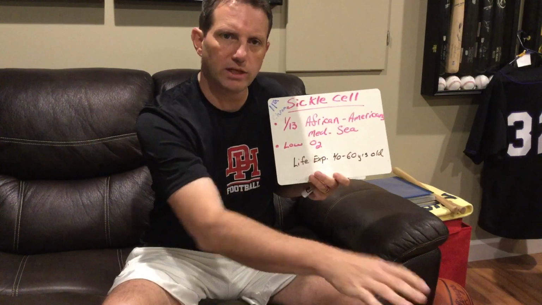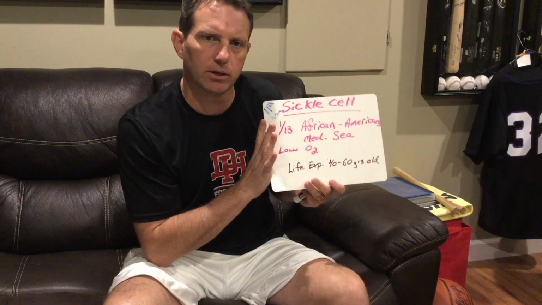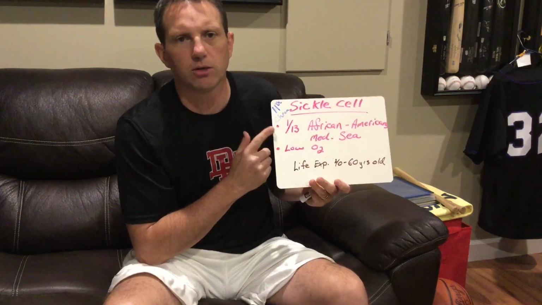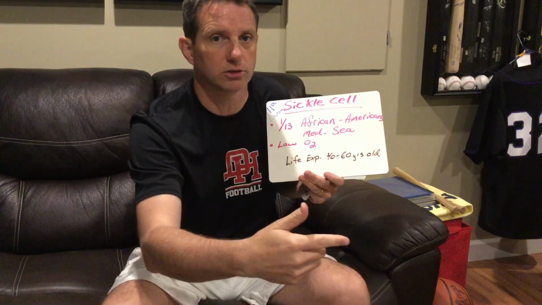As the other one affects mainly Caucasians or whites, this one mainly affects African Americans or people that live around the Mediterranean Sea. So one out of every 13 are a carrier. Cystic fibrosis, one out of every 20 are carriers. They're carriers. All right.